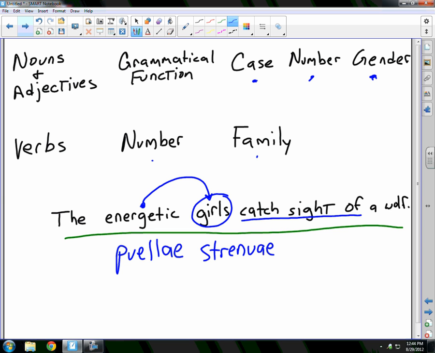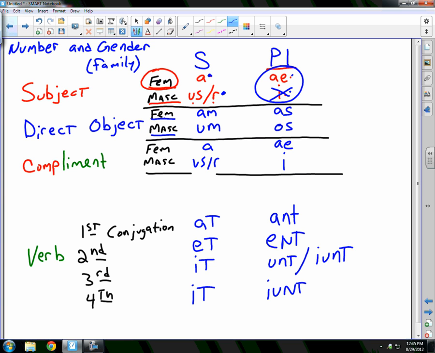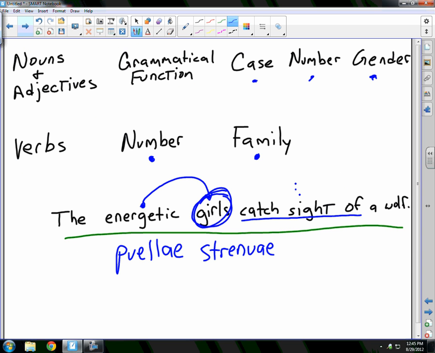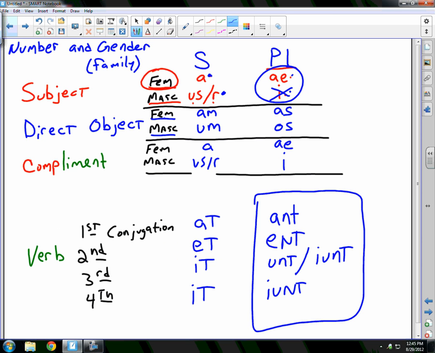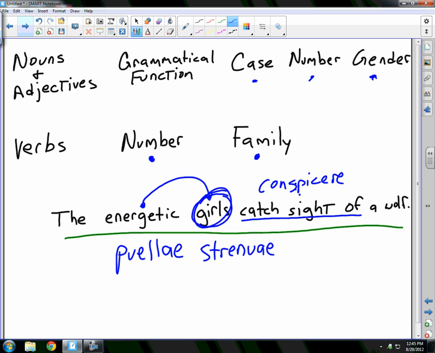The next word that I have is catch sight of. That is a verb. For a verb, I have to determine the number, singular or plural, and the family, what conjugation it comes from. In this case, because girls is plural, the subject is plural, the verb is also plural. If I go back and look at my chart, if it's going to be plural, it's got to be one of these 4 endings. Now, if I can remember that the word is conspicere, with a short ere, not a long ere, I know that it belongs to the 3rd family of verbs. Going back, that means I can eliminate the 1st, the 2nd, and the 4th. That gives me 2 possibilities. Now at this point, I don't know whether it's UNT or IUNT.